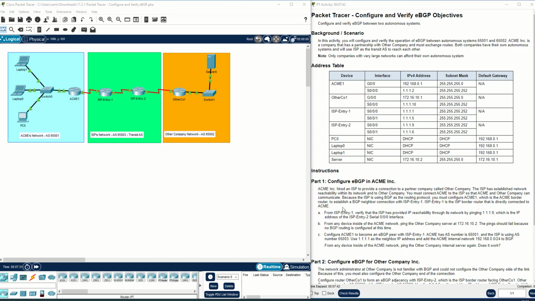Hello friends, in this video we want to discuss Packet Tracer 11.2.1, configure and verify eBGP. As you can see, we have two different companies here, and we want to establish a connection between them via these two ISPs here. And this is the internet, this is the world of the internet, and we have two companies here.